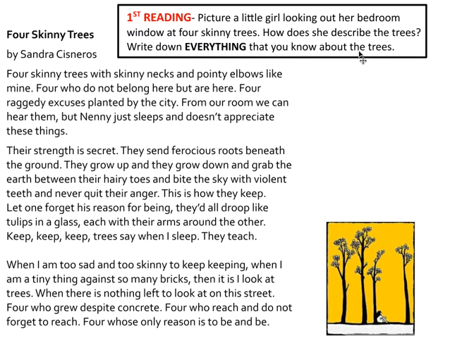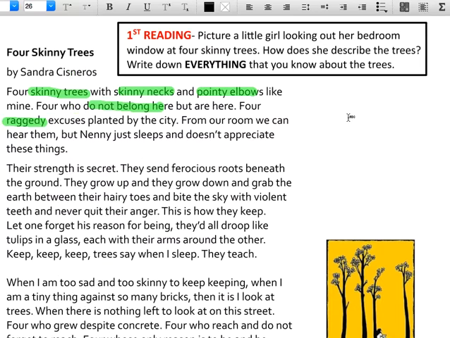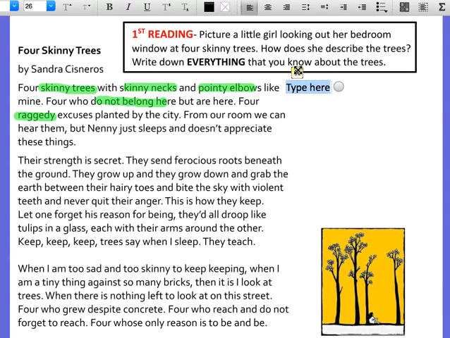We're going to write down everything that we know about these trees, and we're going to need to make some inferences as we go. If we look at this first stanza, four skinny trees with skinny necks and pointy elbows like mine. I immediately notice that they're skinny trees, they have skinny necks, they have pointy elbows. I notice that they do not belong here, that they're raggedy. One of the inferences I can make about the trees at this point is that they're skinny.